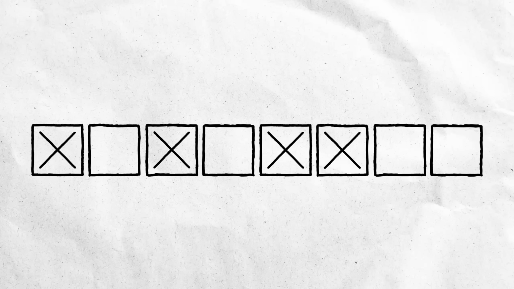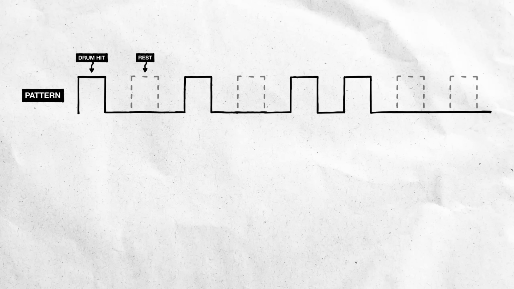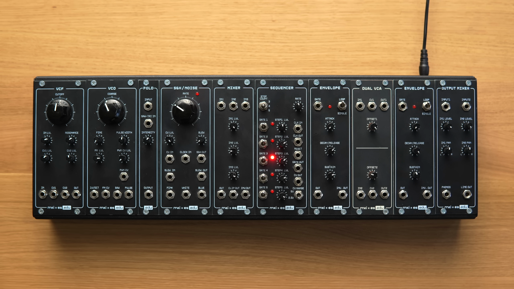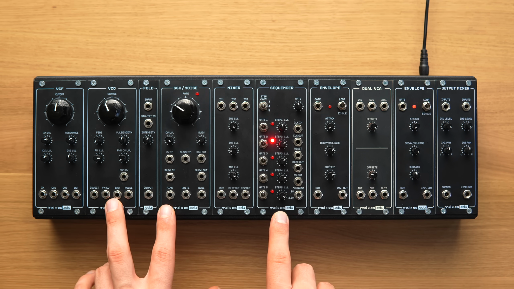Okay, now how do we translate this to the world of electronics? Well, if you squint, it's really just a stream of binary data, hit or rest, high or low voltage. And the clock is just a voltage flipping between high and low at regular intervals. The shorter those intervals, the faster the tempo. Conveniently, we can get a clock signal like that from any basic square wave oscillator.